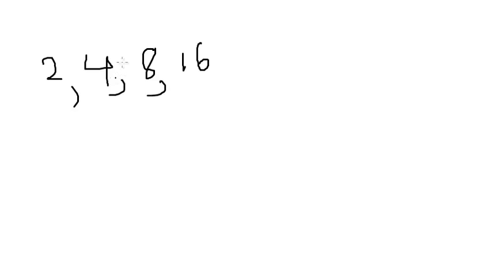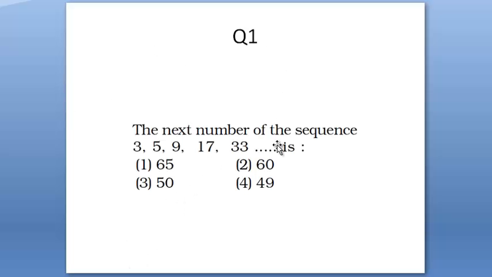2 times 2 is 4, 4 times 2 is 8, 8 times 2 is 16, 16 times 2 is 32. So the next difference will be 32. So you just have to add 32 to 33. You're going to get 65, and that is our answer. Basically, we solve this question by just checking the numbers that come in between each term of the sequence.